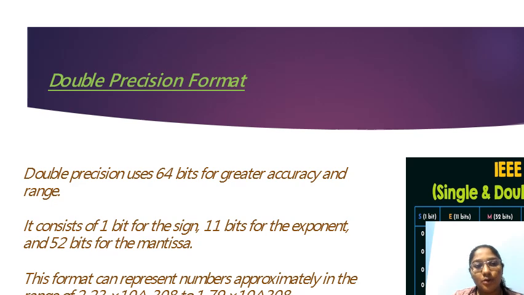We have learnt about single precision format. Now let us learn about double precision format. Let me take the same example. The IEEE 754 double precision format has 64 bits to represent the floating point number with greater precision and range than single precision. In the same structure, the sign is 1 bit, the exponent is 11 bits and the mantissa is 52 bits.